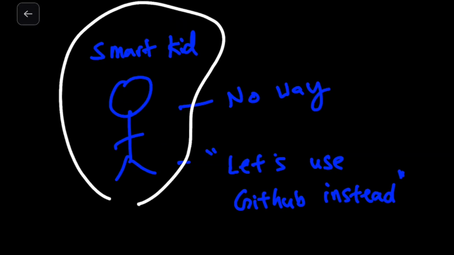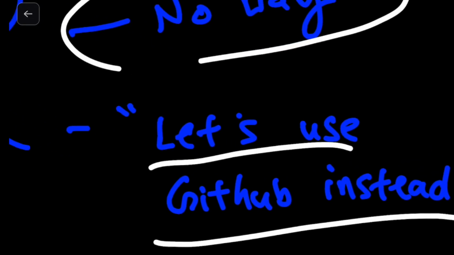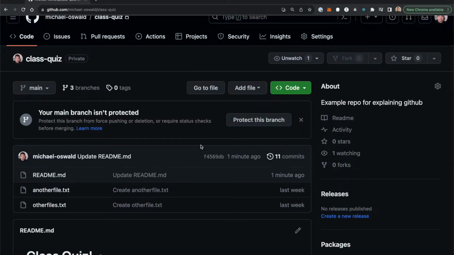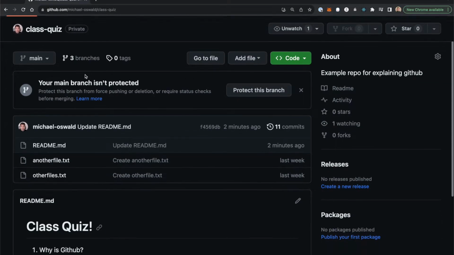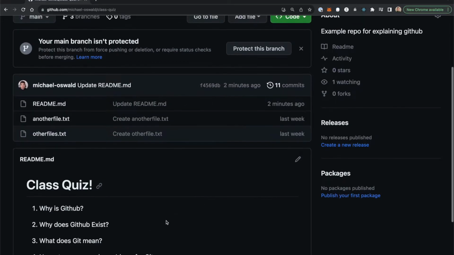So naturally, you talk to the smartest kid in the class to just complete the quiz for you because they're going to do it the best. And this kid says, no way, let's use GitHub instead. So let's see how this would actually work in GitHub. Here is my GitHub repository for the class quiz. Let's say the smart kid sets up the repository and uploads this blank quiz for the rest of the class to fill out, and they commit this file.